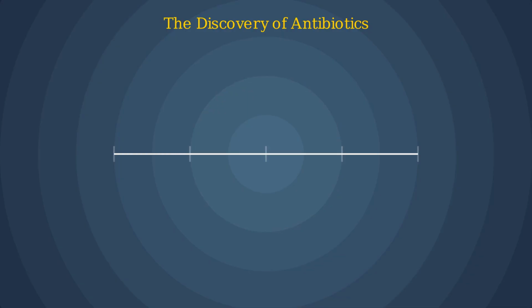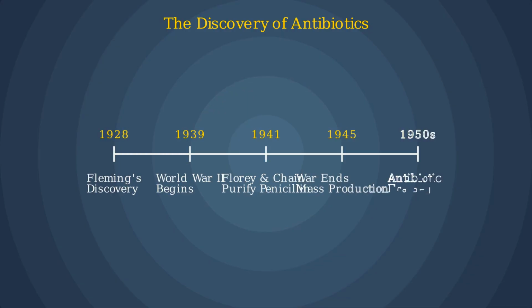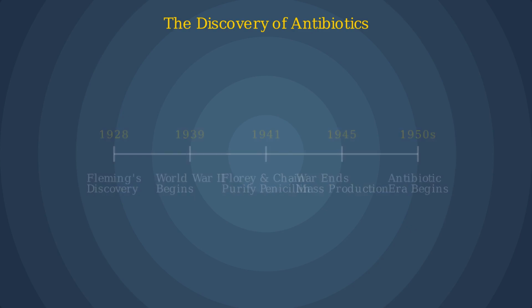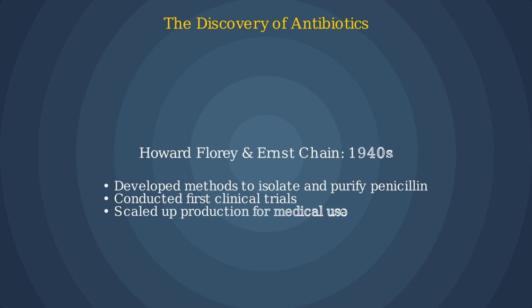Despite this discovery, it took over a decade before penicillin would be developed for medical use. In the early 1940s, Howard Florey and Ernst Chain led a team at Oxford University that finally developed methods to isolate and purify penicillin. They developed techniques to purify penicillin and demonstrated its remarkable effectiveness against many bacterial infections.